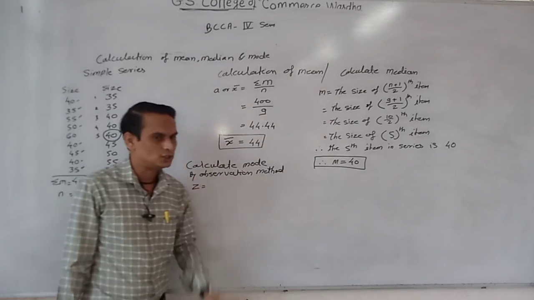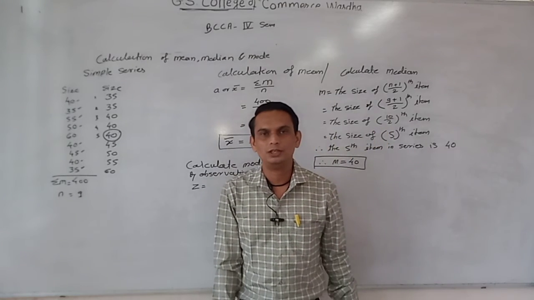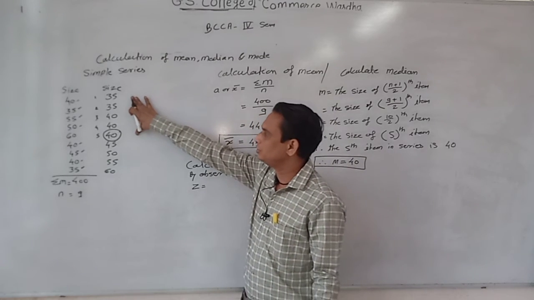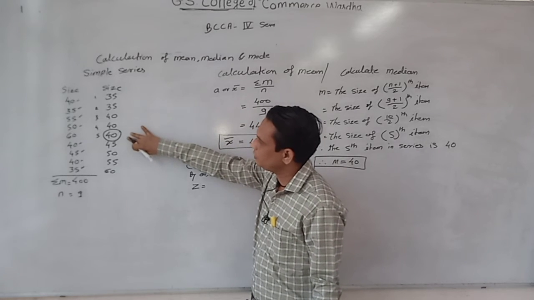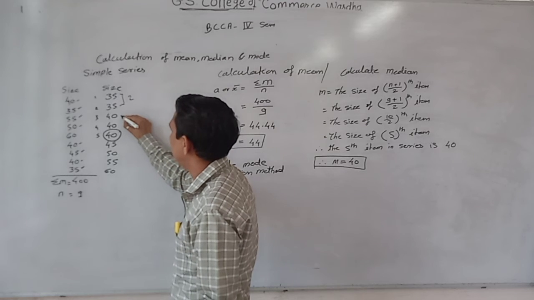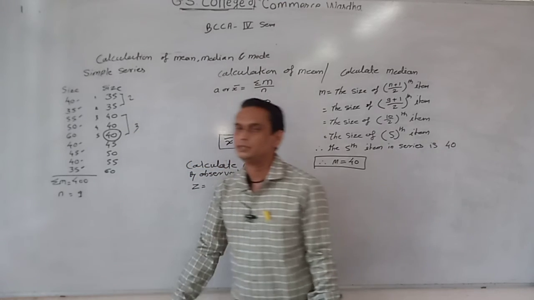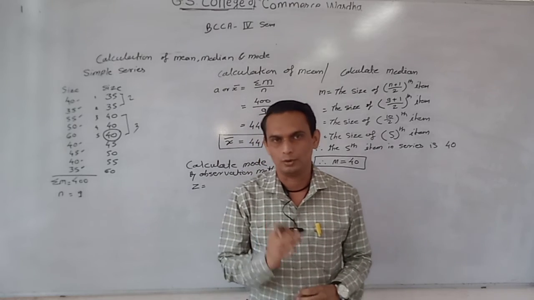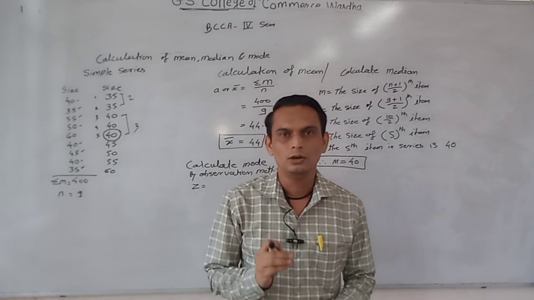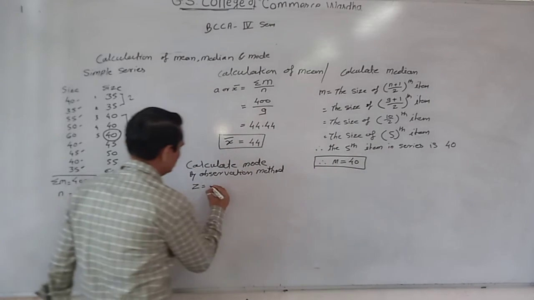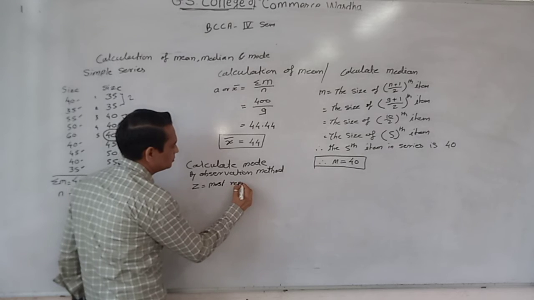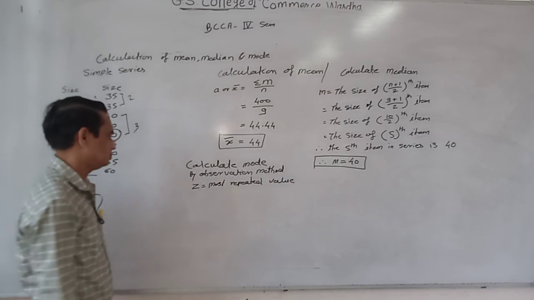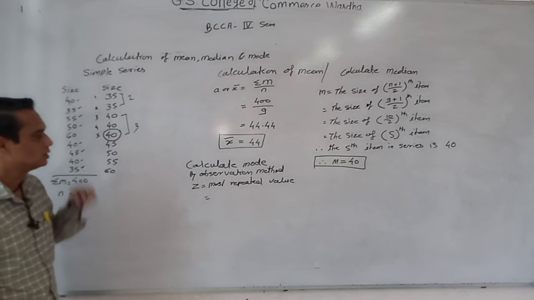By the observation method, the most repetitive value is called the mode in a simple series. If we see the series, we have 35 two times, 40 three times, and every other element is repeated one time. So the most repeated value is called the mode. Therefore, the most repeated value is 40.